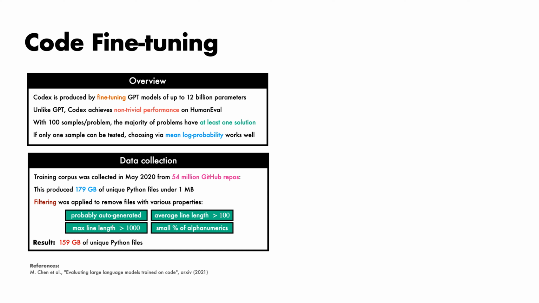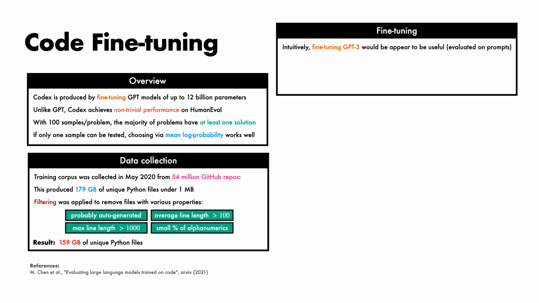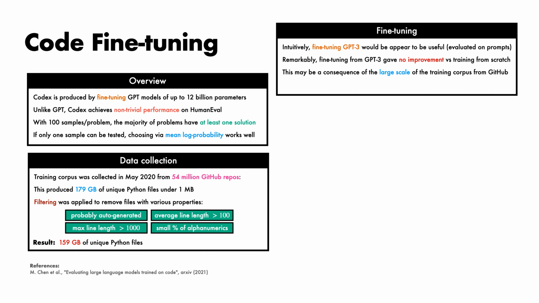Turning to the training process itself, it would appear to make intuitive sense that fine-tuning from GPT-3 would be beneficial, since Codex is evaluated on natural language prompts, and indeed, the Codex authors hypothesized that this would be the case. Somewhat remarkably, however, fine-tuning from a pre-trained GPT-3 model brought no improvements, possibly due to the large scale of the GitHub training corpus. Nevertheless, since fine-tuning from a trained GPT-3 model converges faster, fine-tuning is used for all experiments.